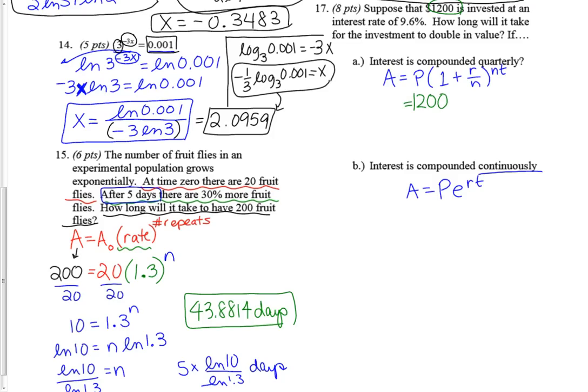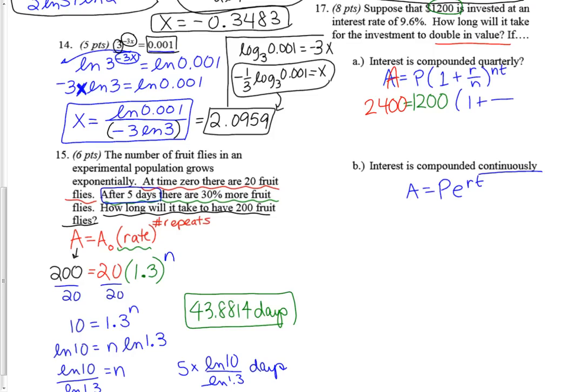I'm trying to double my money. If I'm trying to double my value, how much do I have over here on the left at the end? I would have $2,400. Now, it wouldn't matter if they gave me an initial amount or not. Whatever number I have as the principal, I would have to double it over there on the left side.